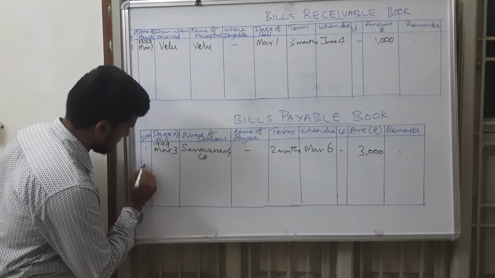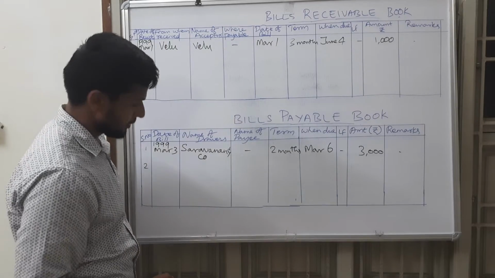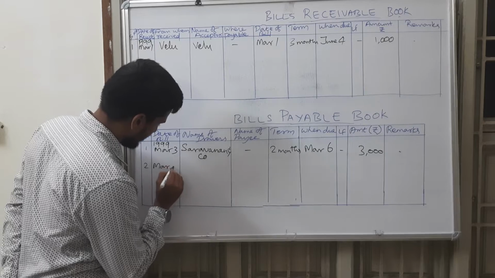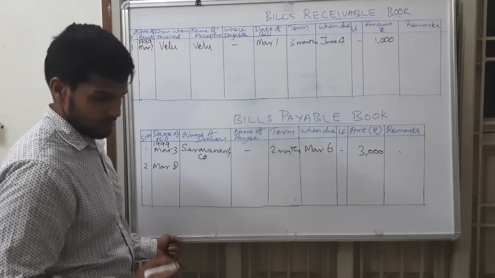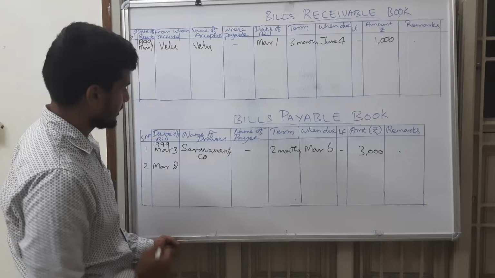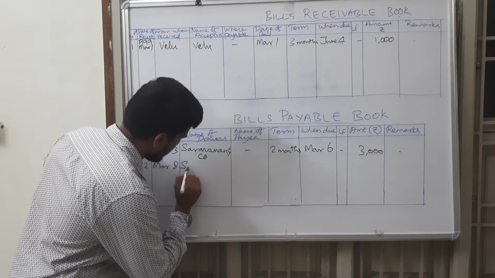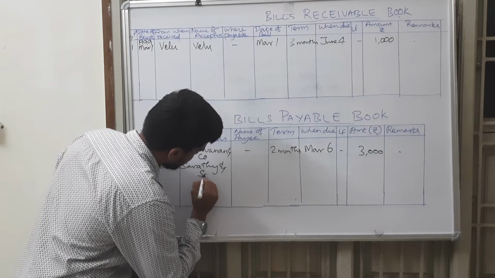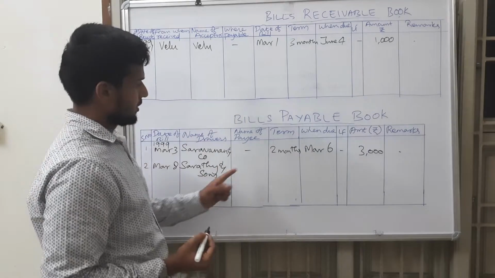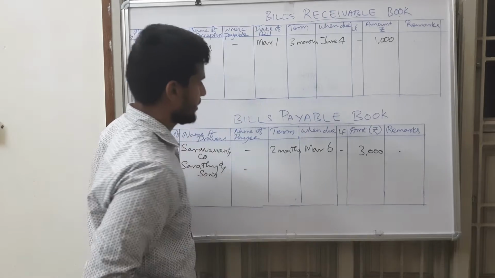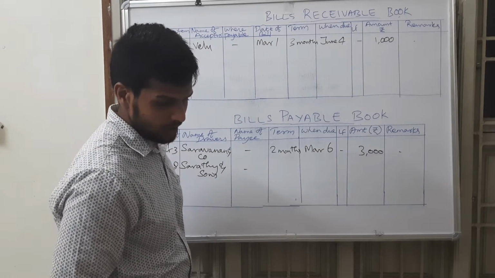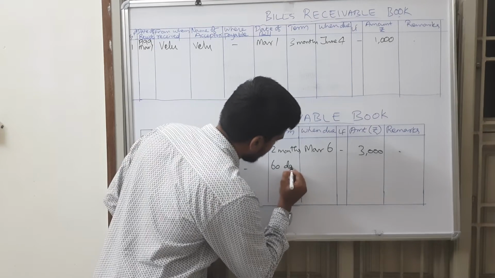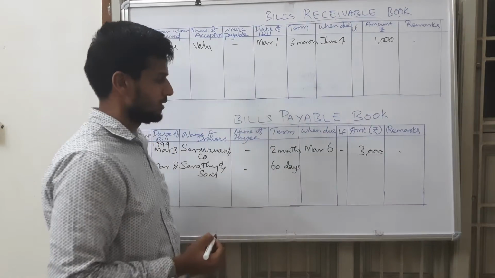We put the serial number 2. And what is the date of the transaction? March 8, right? What is the name of the party? That is, the drawer name is Sarathi and Sons, right? Name of the payee has not been given. And the term is 60 days. They have mentioned it as a 60 days bill.